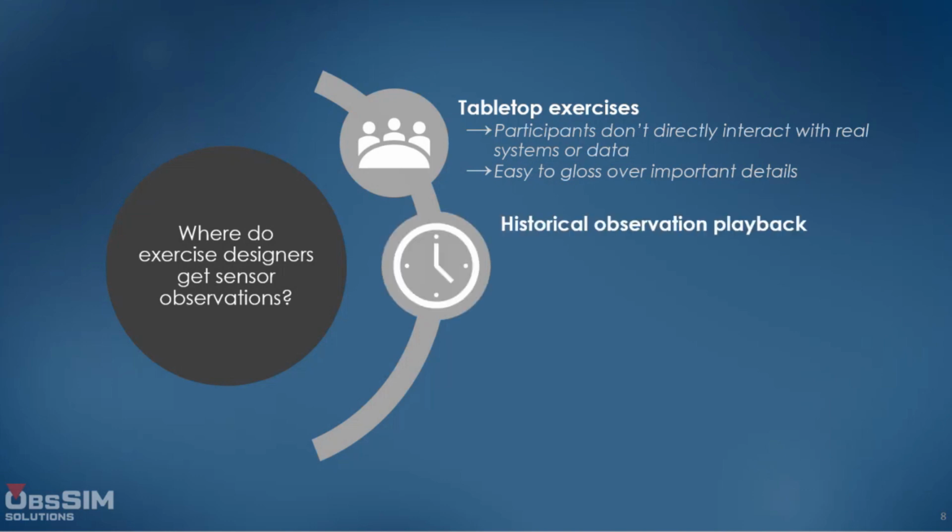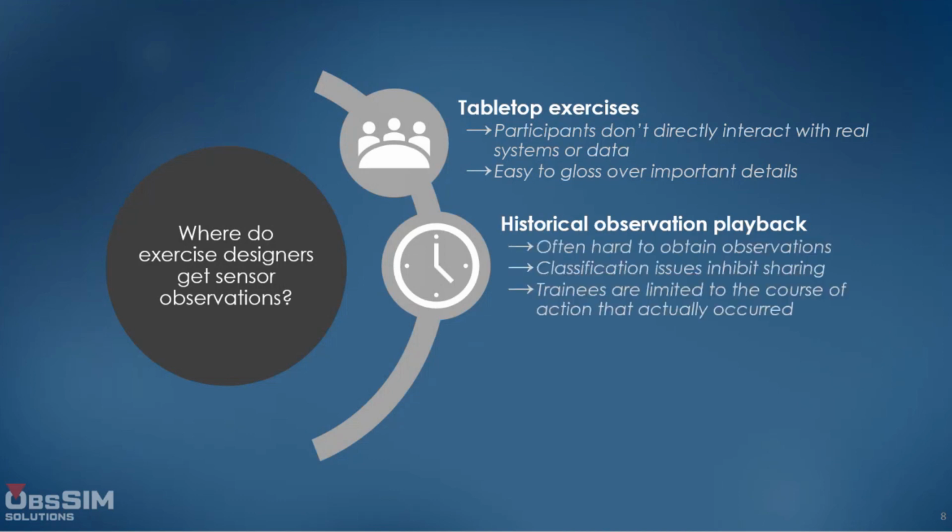Another type of exercise is the playback of historical observations. And for this, exercise designers find historical sensor observations and play them back into tools that the participants use. So they find real data sets and provide those to the users. And this has the benefit of realism. These are real data sets. So they're real observations of real spacecraft in a real space environment. So you get the benefit of realism, but again, it has some drawbacks.